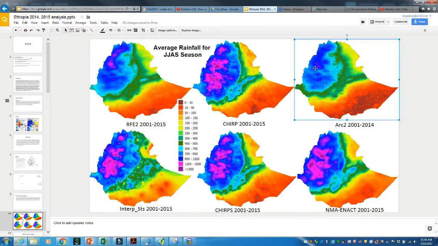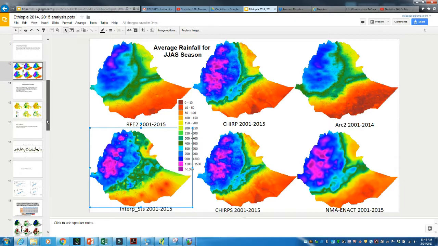Then you notice that the high values for RFE and ARC are to the left of the country, on the western part, and move to the northwest, while for the others, the stations have the high values right in the highlands, and so does ENACT. Well, ENACT has the stations in it. So there is a difference right there. Also, RFE and ARC don't have many high values. Especially ARC doesn't have high values as the stations do. The same thing with RFE. It has some high values, but again to the northwest. So this is the first visualization of the averages.